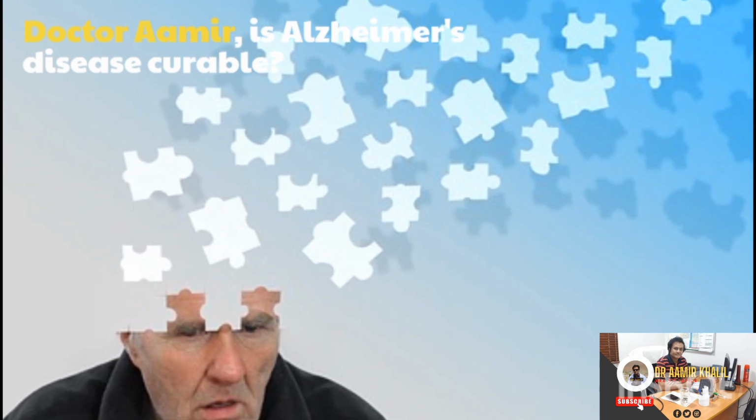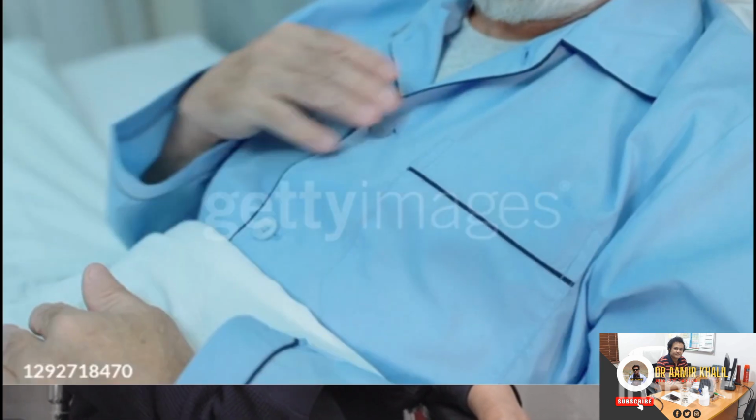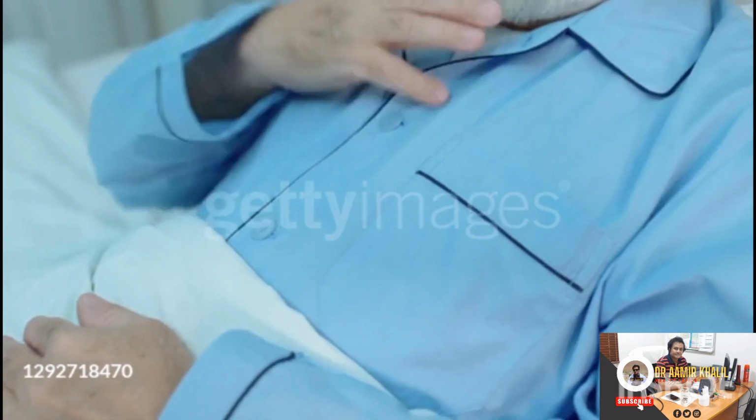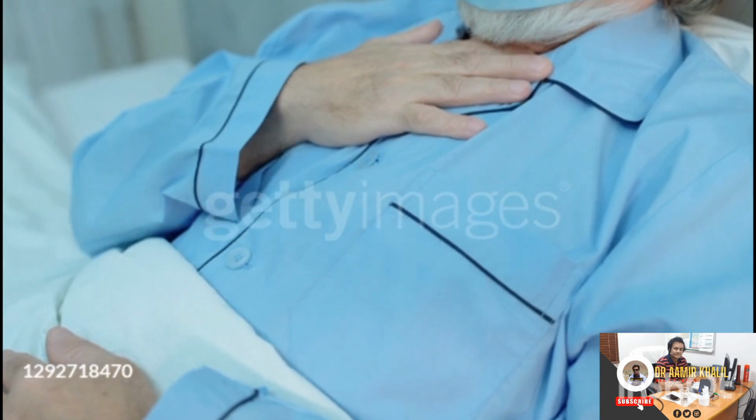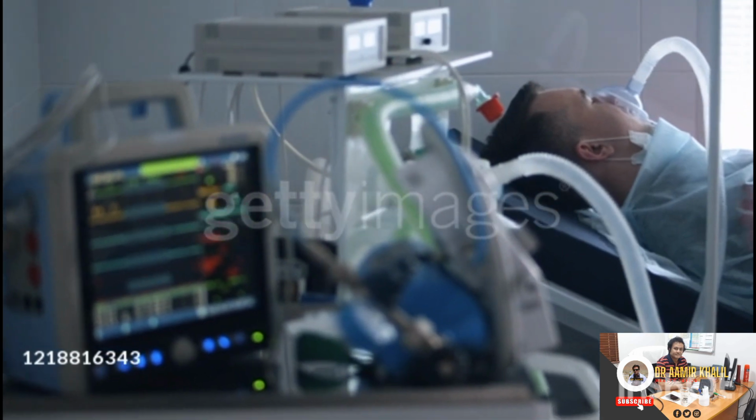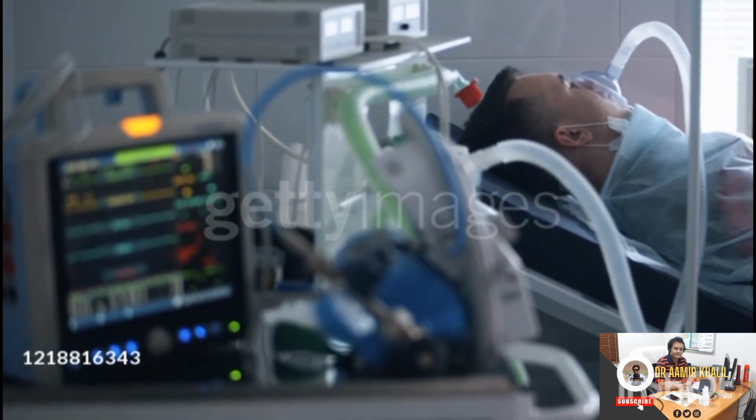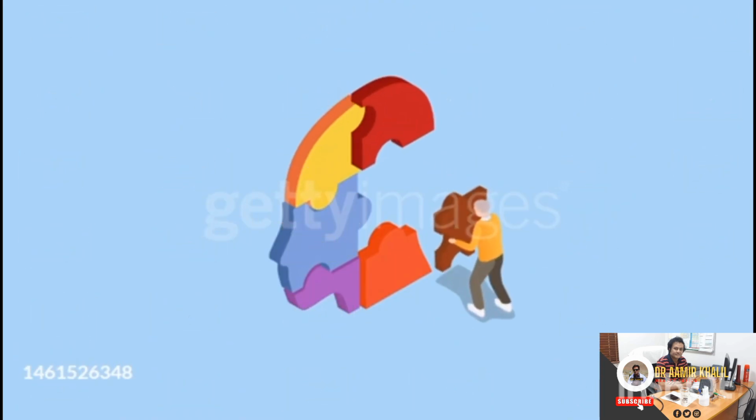Dr. Aamir, is Alzheimer's disease curable? As of my knowledge cutoff date in September 2021, there is no known cure for Alzheimer's disease. Current treatments focus on managing symptoms and slowing its progression, but they do not reverse or eliminate the underlying causes of the disease. Research is ongoing to better understand the disease and develop potential treatments, but a definitive cure has not been found yet. It's advisable to consult with a healthcare professional for the most up-to-date information.